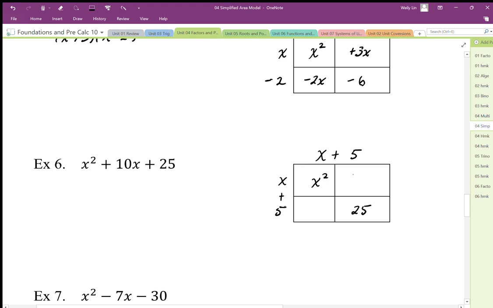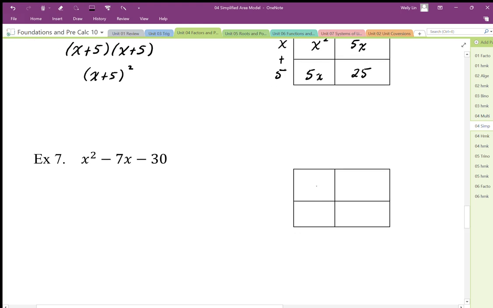Now it doesn't matter that this is not a square shape. We just need the four area parts. But it is a square because it is the same on the length and width. So we get 5x here, 5x here, and our factored form is x plus 5, x plus 5, and since it's a square, we can write it as x plus 5 squared.